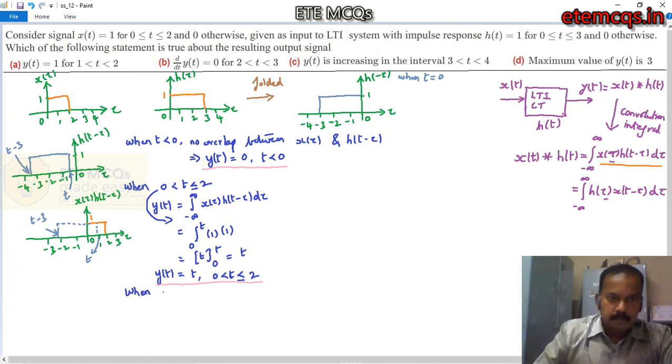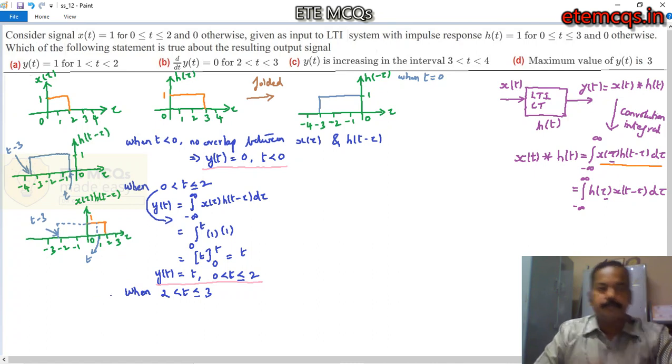When t is between 2 and 3, 2 less than t less than or equal to 3, because if t crosses 3, you can notice that when t is at 4, t minus 3 will be at 1. The region of overlap varies. Now I will just draw the respective diagram to make it even clearer.